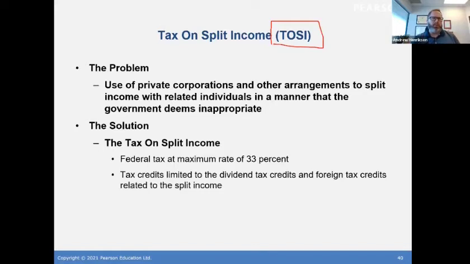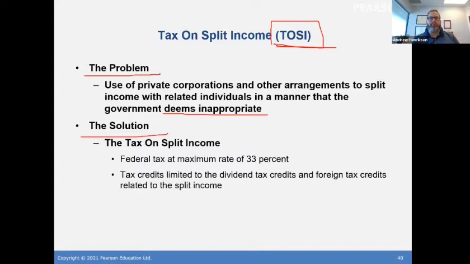This topic is called tax on split income, or we would refer to it as TOSI. It's kind of what people call it generally, the little short name. The text lays it out like a problem and a solution. The problem being the use of private corporations as a tax planning vehicle to split income between related individuals, particularly in a way that the government is going to deem inappropriate. This was brought in to try to toughen up on income splitting.